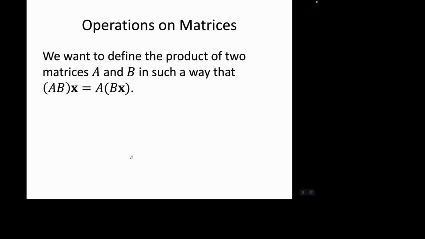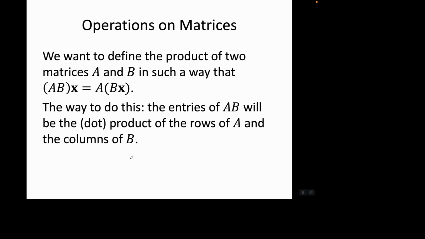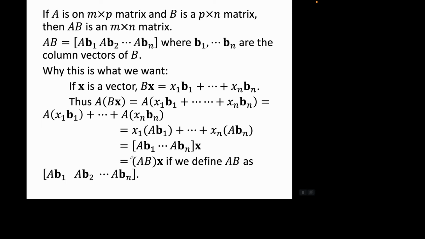We want to define the product of two matrices A and B in such a way that AB times x equals A times Bx. Here A and B are matrices and x is a vector. So in other words, we want some sort of associativity. The way to do this is that the entries of AB will be the dot product of the rows of A and the columns of B.